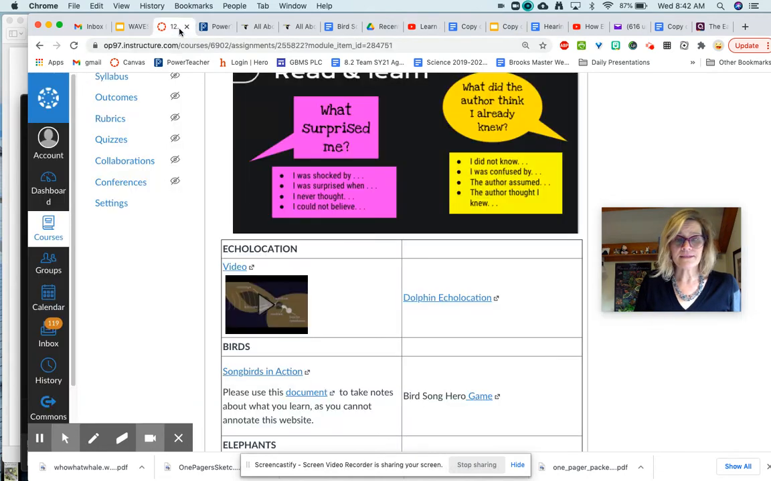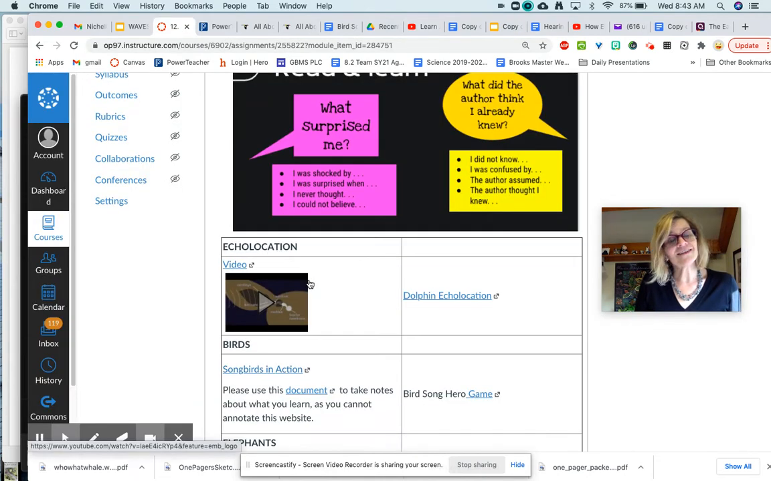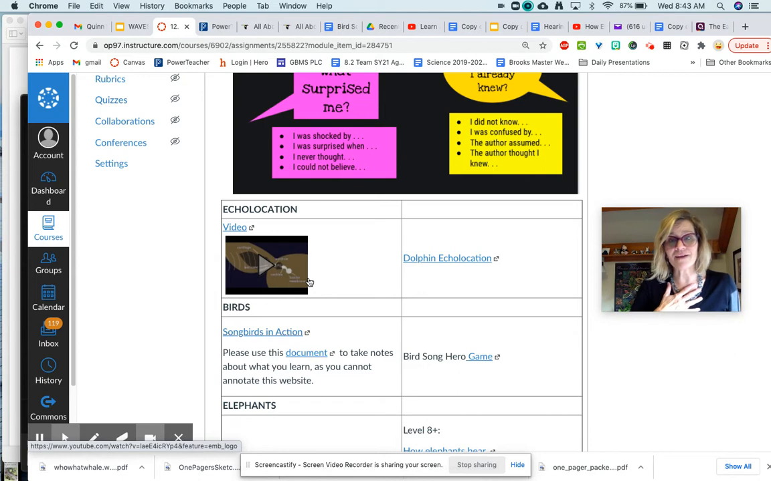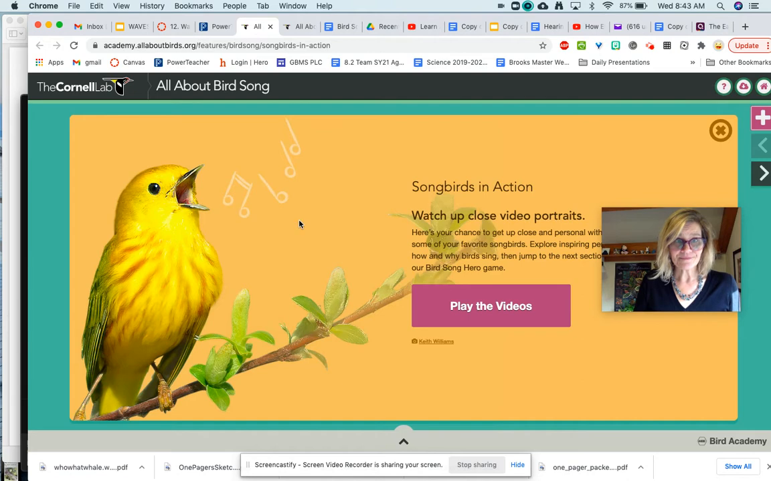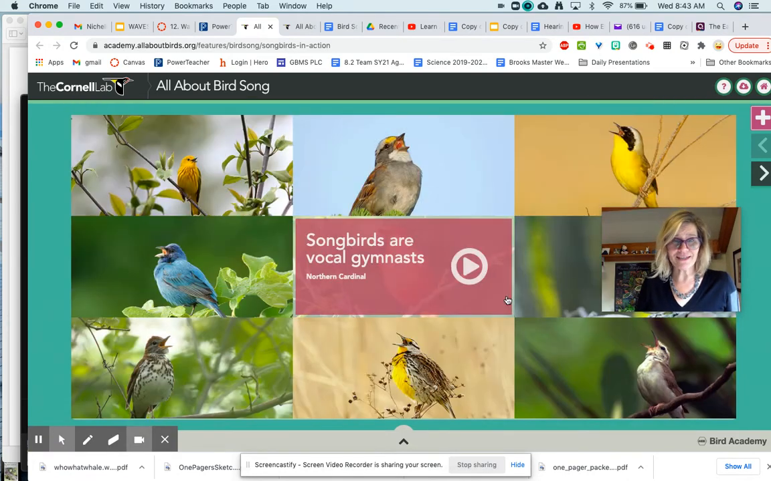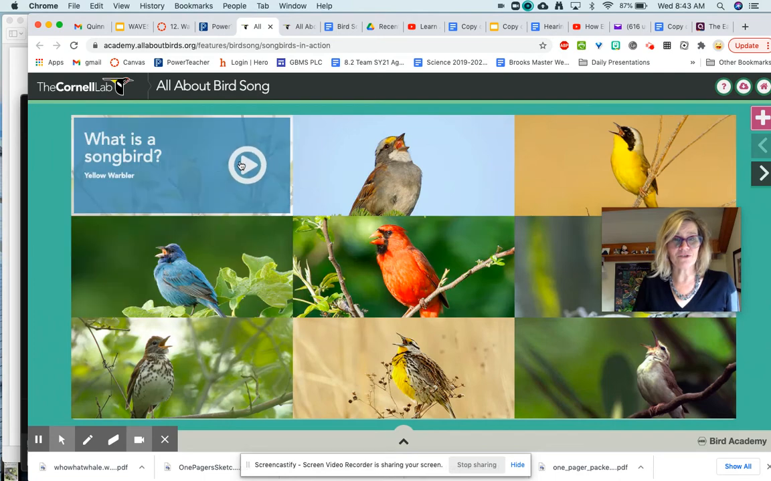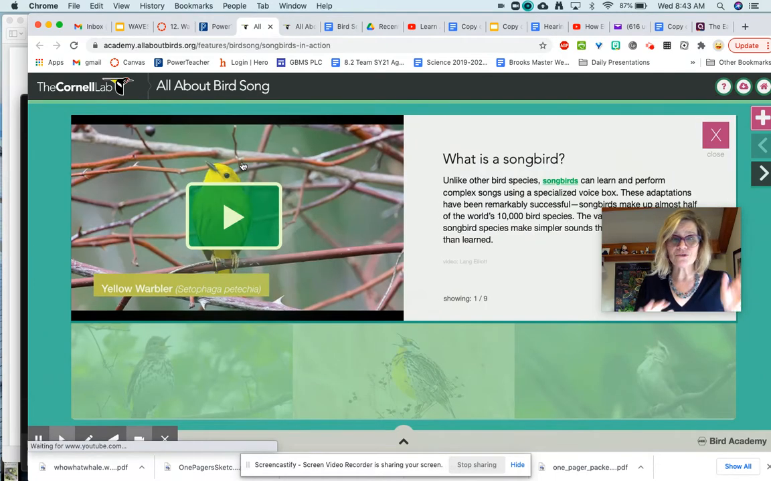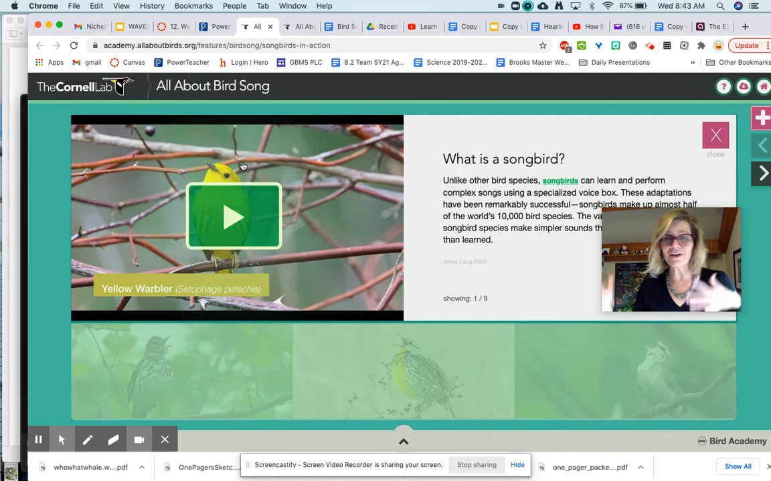Okay, the next thing is birds. Of course, this is something that I find really interesting. So you're going to click on this website and then use this document. And when you click on this website, you get this songbirds in action, and you actually get to see all these different things. You start up here, and it goes through what is a songbird and all this. It's so interesting, and you get to learn all about all these different birds.